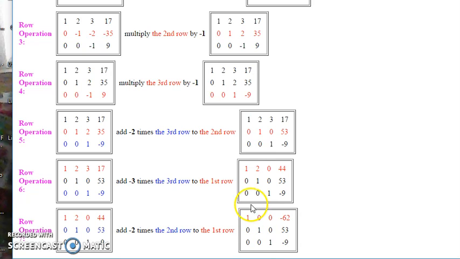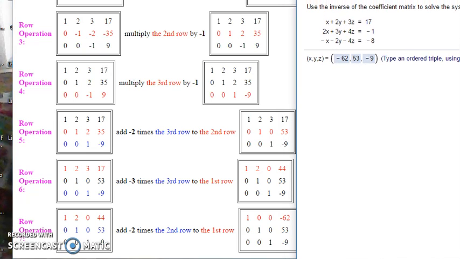So remember, this was our x column. Well, x equals negative 62. This was my y column. Y is 53 and z is negative 9. So you see my answer here, x, y, z: negative 62, 53, and negative 9.